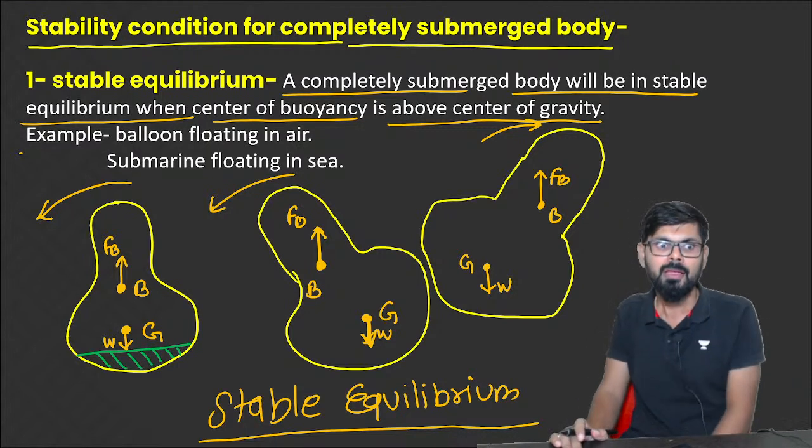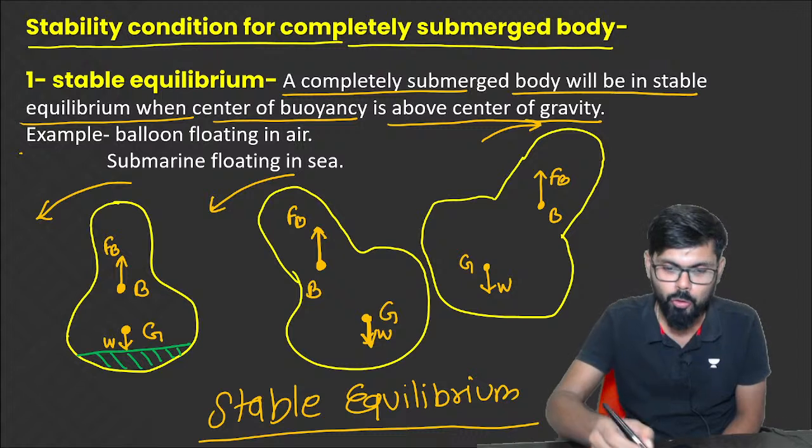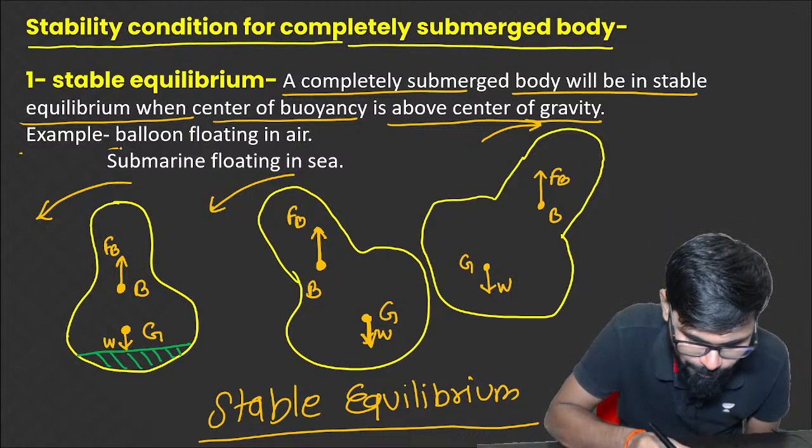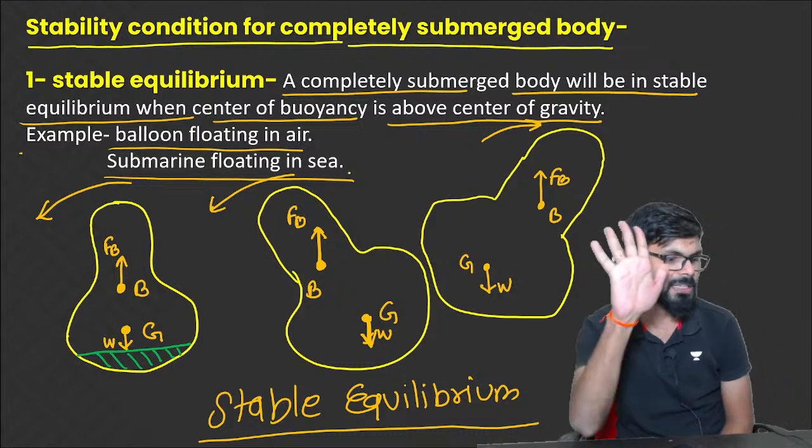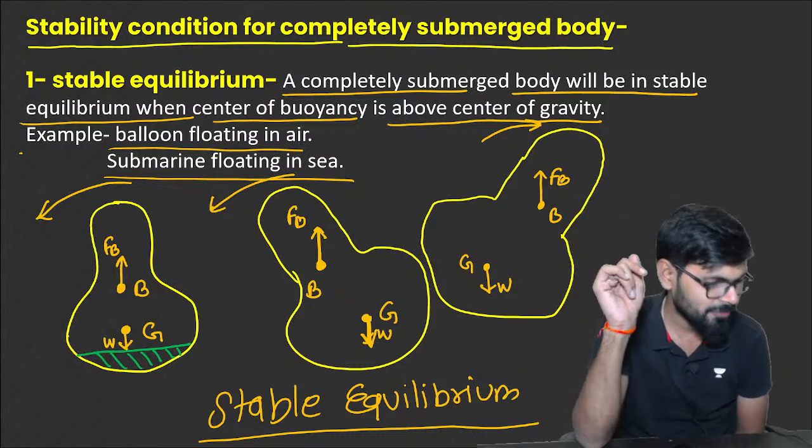Clear? Examples are a balloon floating in air and a submarine floating in the sea. Who understood this? Please tell me fast.